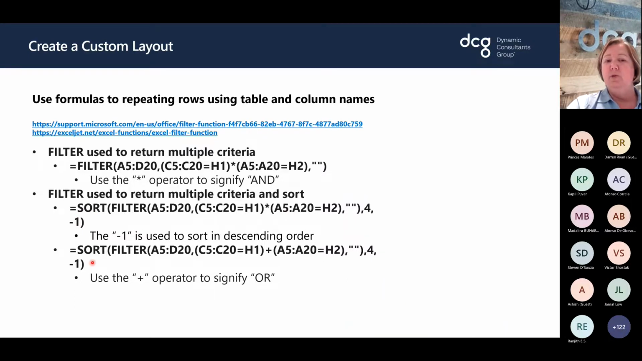And I can also do an or. So in here, I was doing an and with the multiplication symbol. To use the or, I'm going to use the plus symbol here. So I'm going to filter this information where this criteria is equal to H1 or this criteria is equal to H2. And again, I'm going to pull it into my descending order. Now, what does that get us?